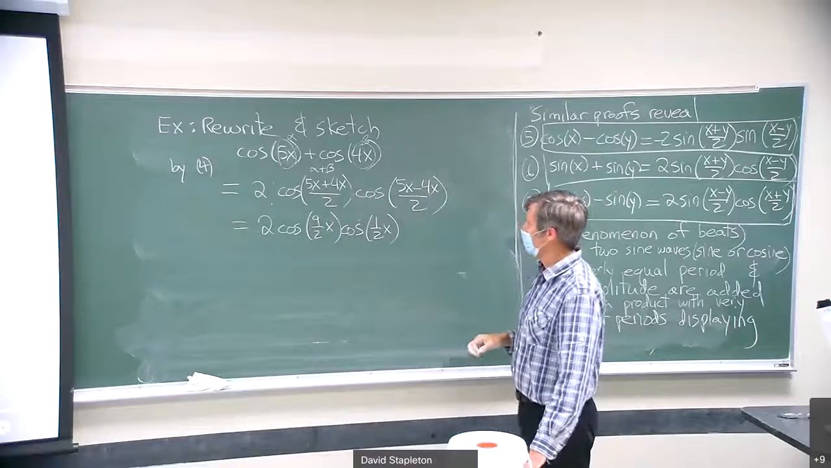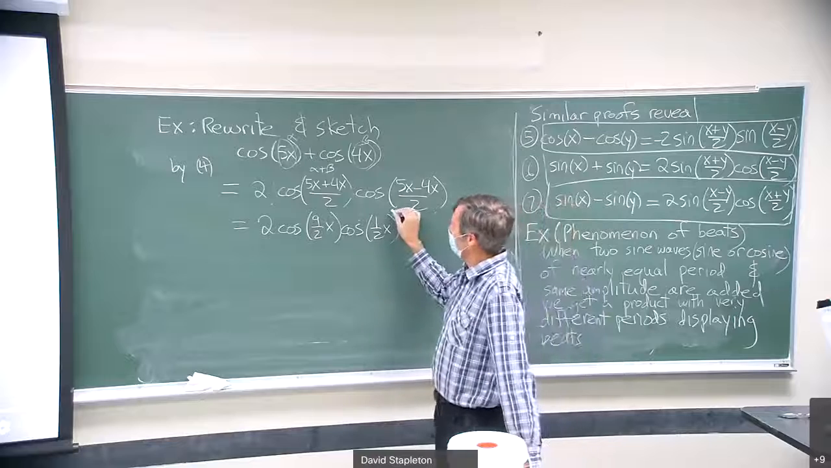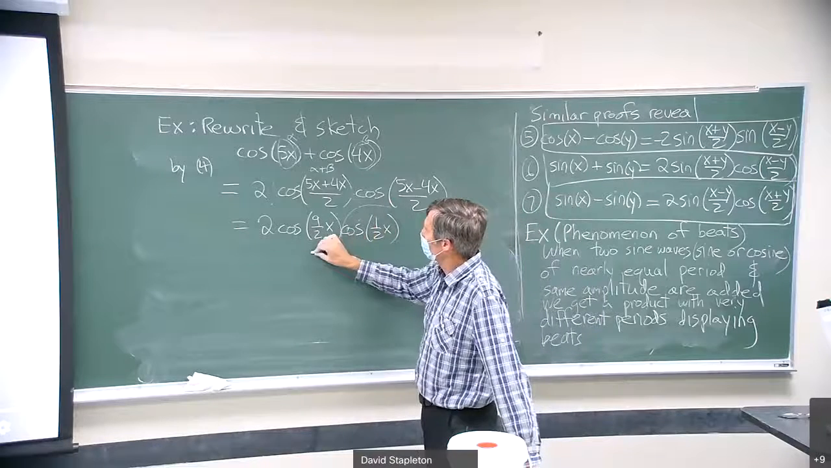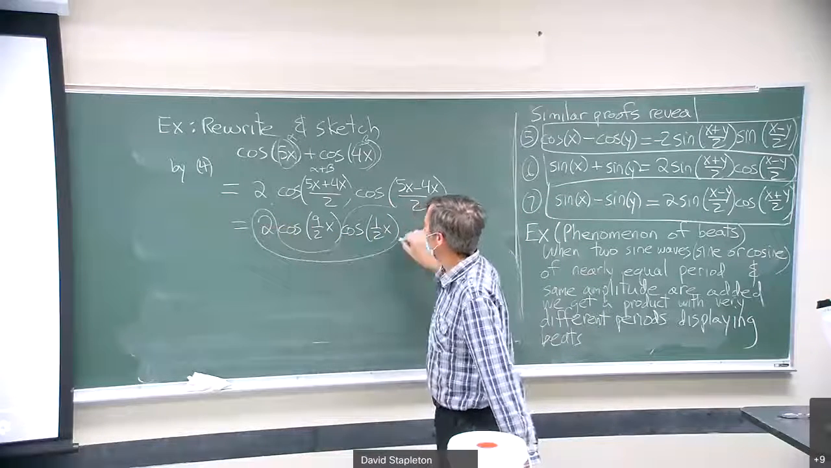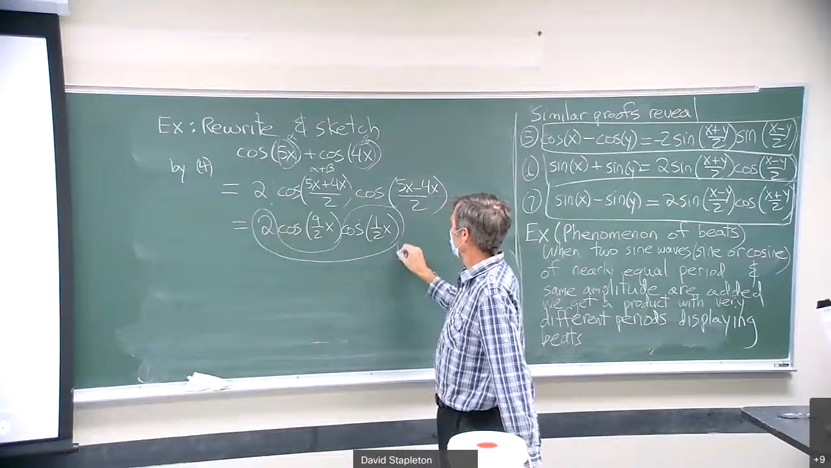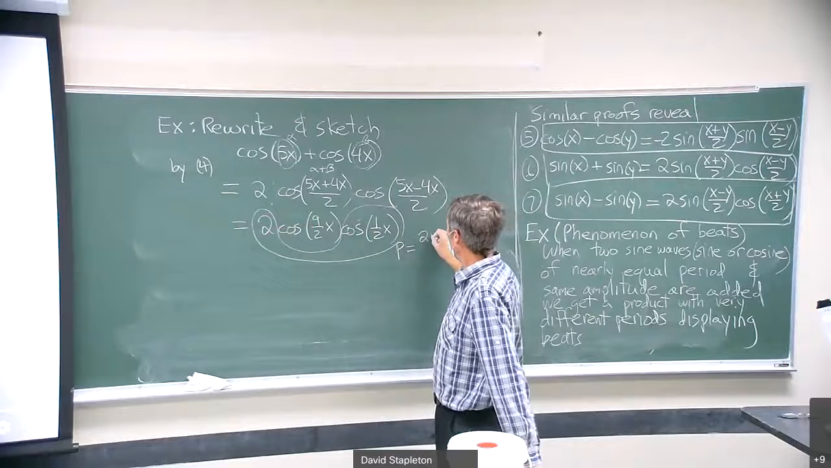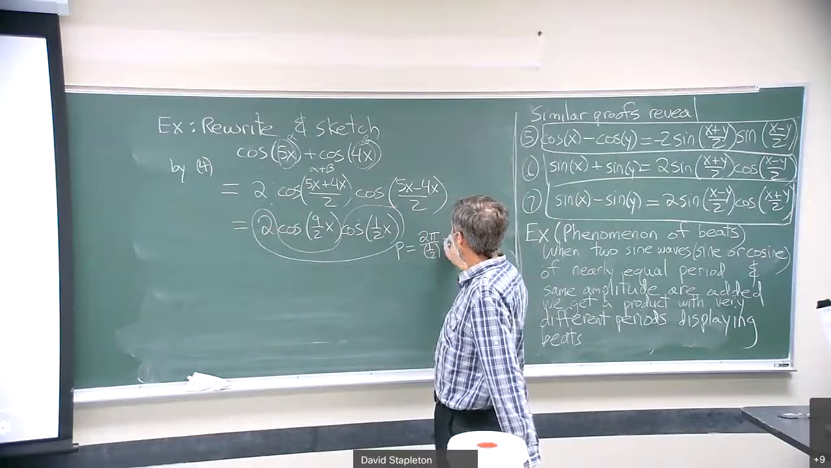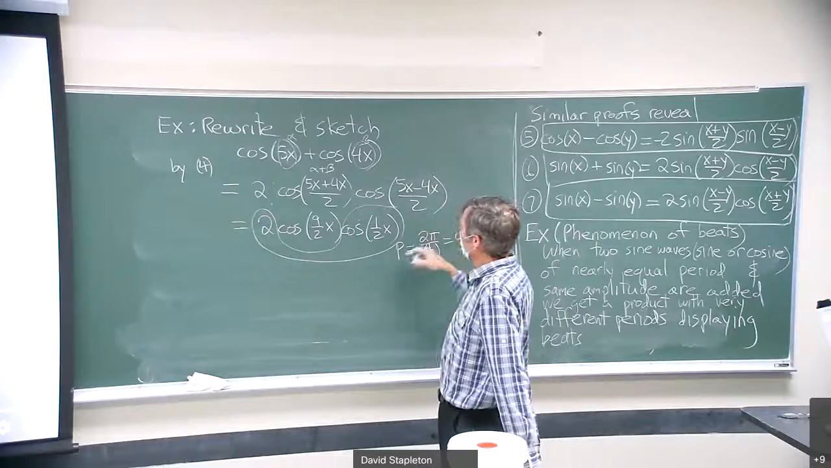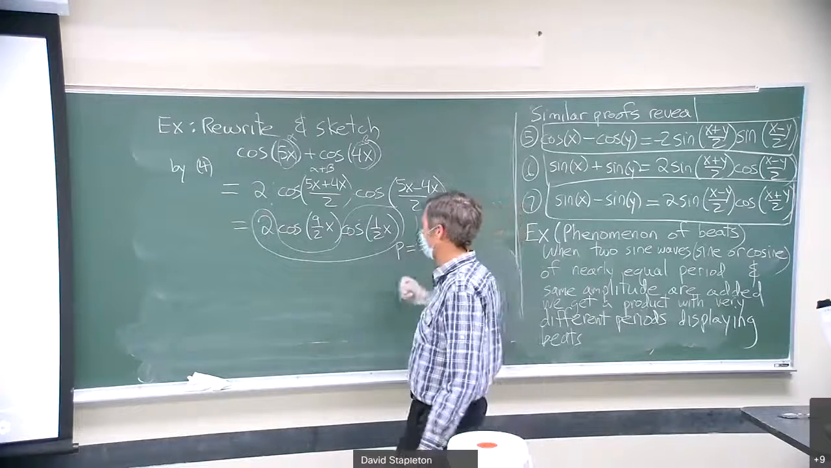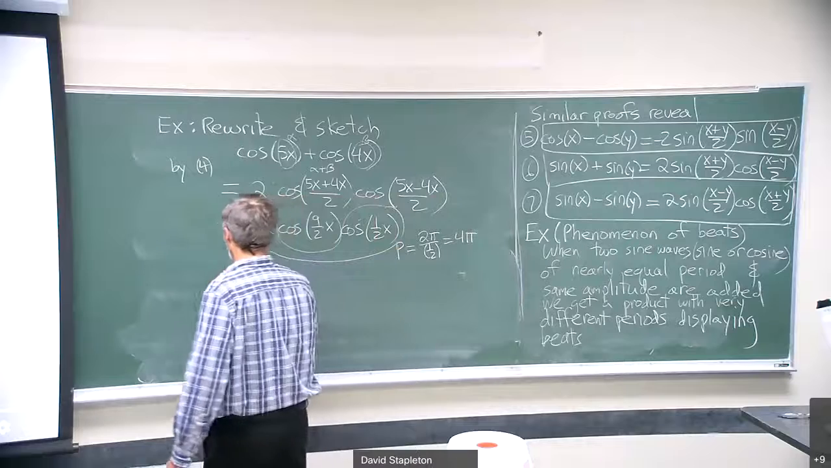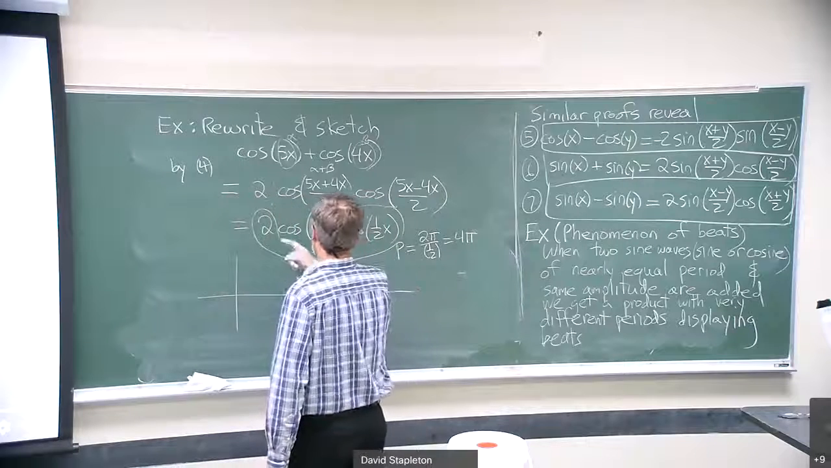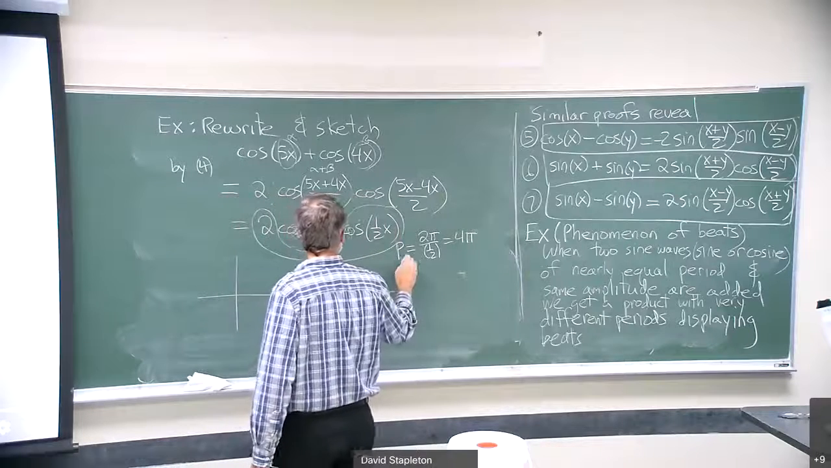And now what do you notice about the periods of this one? If I were to graph just this part, this one has a large period, right? This has period 2 pi over b, which is 1/2. It had period 4 pi. So it only completes one period after about 12 units there. Pi is about 3. And its amplitude is 2.